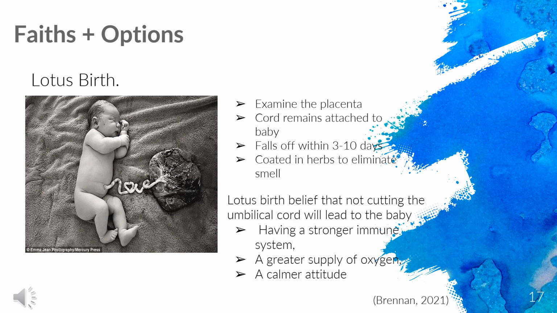It works very similarly to when we do cut the cord, and we do advise the families that the cord will fall off between 5 to 10 days, or 3 to 10 days. It is still our duty to examine the placenta, although the family would wish for a lotus birth. Some doulas suggest that having a lotus birth leads to the baby having a calmer attitude, a better supply of oxygen, and a stronger immune system.